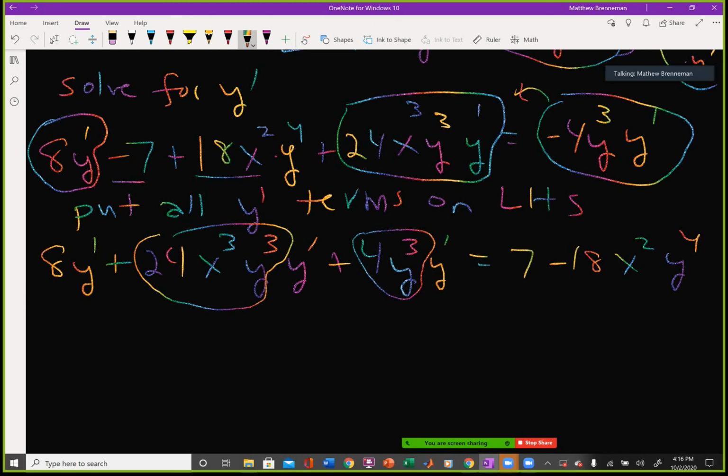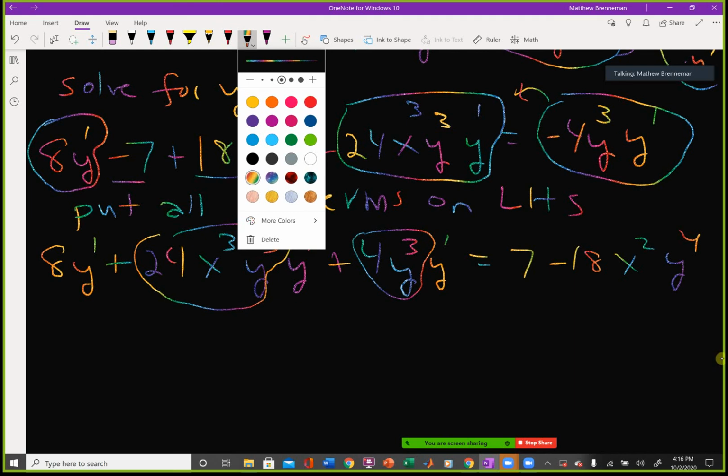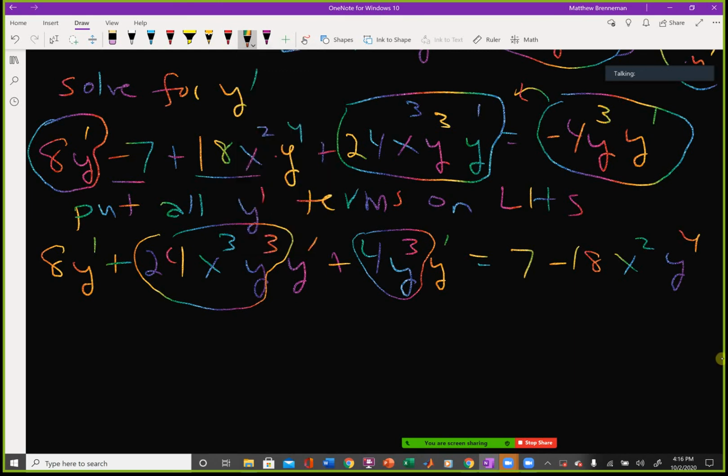So when we do that, pen stopped here for a second. There we go. Okay. When I take the y prime out of the first term, I just have an 8, right? When I take it out of this term, I'm going to have 24x cubed y cubed. And I take it out of the last term, I'll have 4y cubed. See, I cold-bloodedly set that up, right? Times y prime. And on this side, of course, nothing happens.